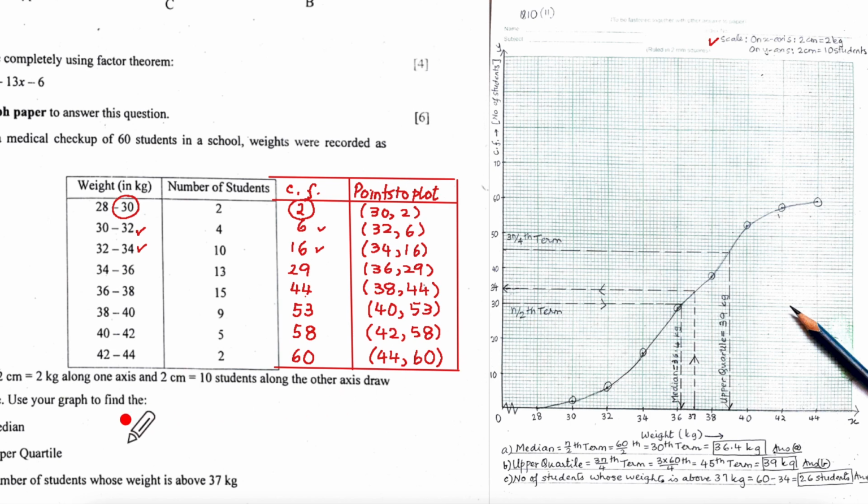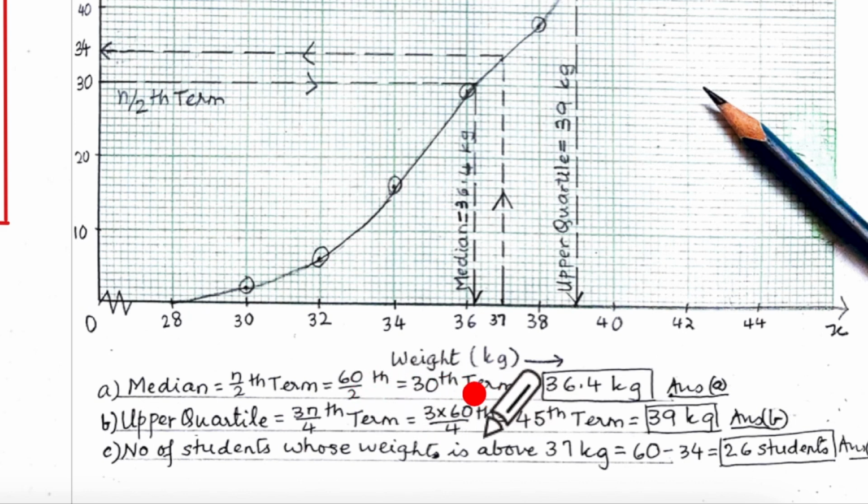They are asking us for the median, so we write median is n upon 2th term, which means how much is the value of n? 60 here. So 60 upon 2, that is the 30th term. So we go to the 30th term, meaning 30th student, and we draw this dashed line like so, where it cuts the ogive. From there we come down, and this is your 36 point.